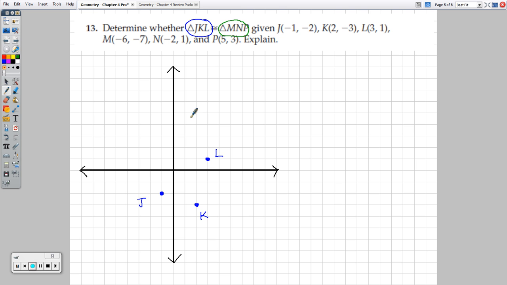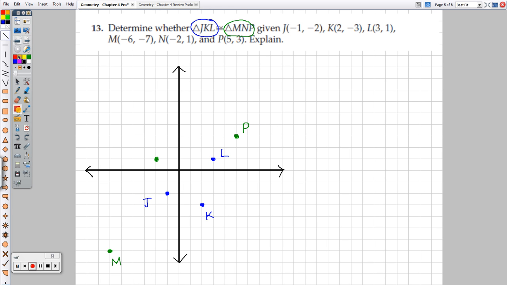And then in green, I've got -6, -7. So back 1, 2, 3, 4, 5, 6. And then 1, 2, 3, 4, 5, 6, 7. That is M. And -2, 1. Well, if I'm just thinking about that being the length of the triangle, there's nothing that's even close to being that big over there. So I'm definitely thinking these are not congruent triangles, but we'll see what else we got here. So 5, 1, 2, 3, 4, 5, and up 3. This is P. Let me connect those with some segments.